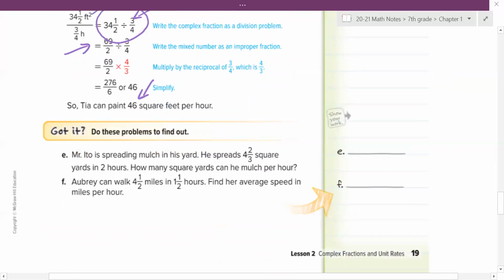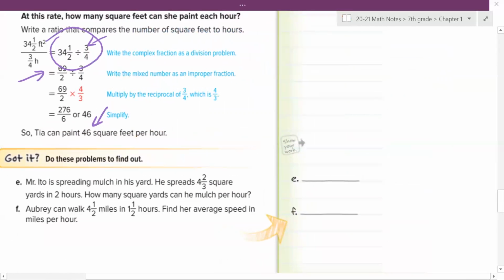Mr. Ito is spreading mulch in his yard. He spreads 4 2/3 square yards in 2 hours. How many square yards can he mulch per hour? So I'm going to take 4 2/3. I need to divide that by 2.